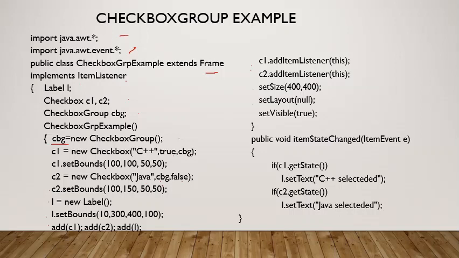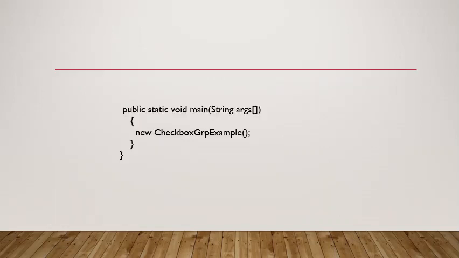Right? Now itemStateChanged. If C1.getState is true, then L.setText("C++ selected"). Else if C2.getState is true, then L.setText("Java selected"). That's it, and call it from main.